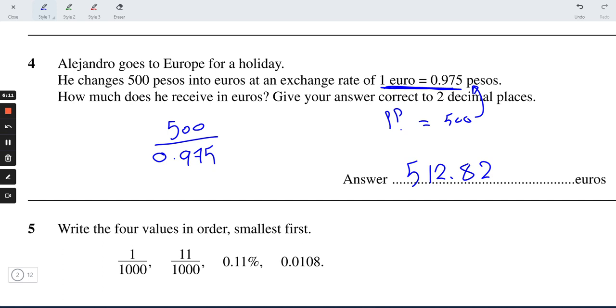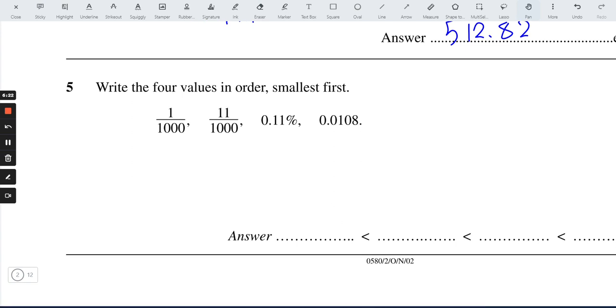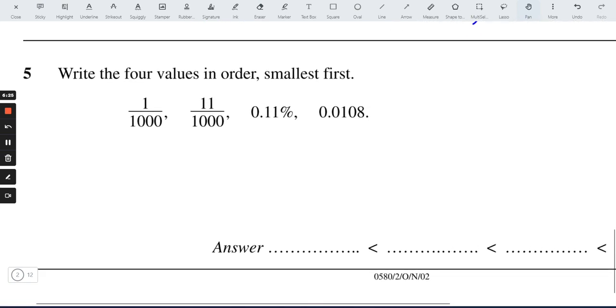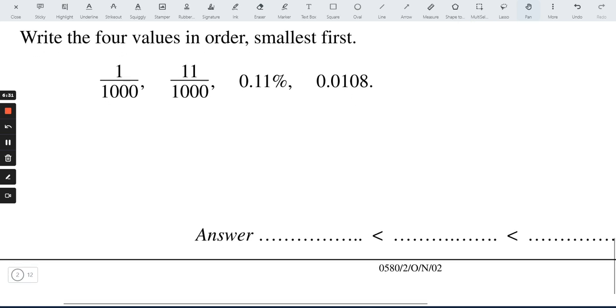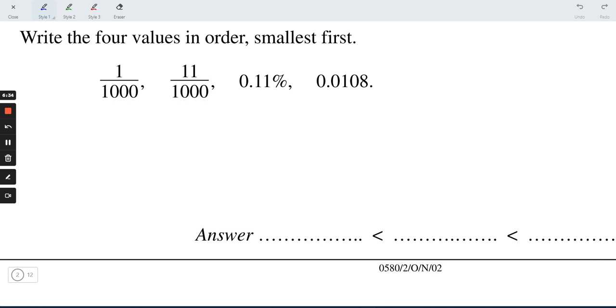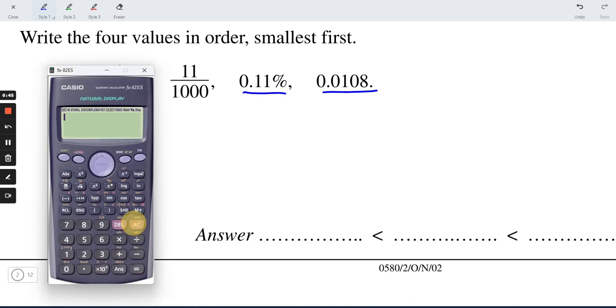Now question number 5. Put these numbers in order. To put them in order, we have to change them to percentages or decimals or fractions. Let's do them as decimals. This one is already in decimal. This one you can change to decimal using your calculator. So 11 dividing 1000, it's 0.011.